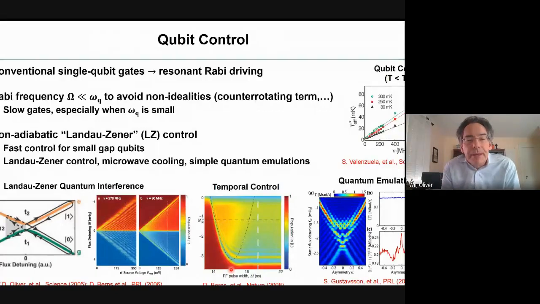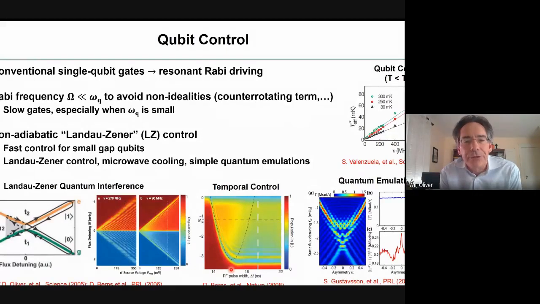And starting back in 2005, we did a number of demonstrations with a niobium qubit, which had a 10 megahertz gap. And that qubit had a T1 between 20 and 100 microseconds. So it was a very, very long T1 qubit, especially at that time. But the dephasing time was short.